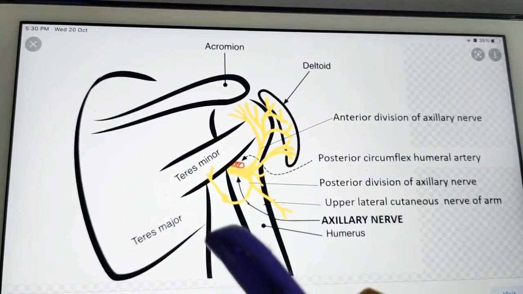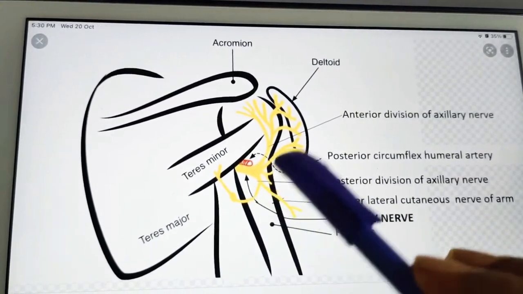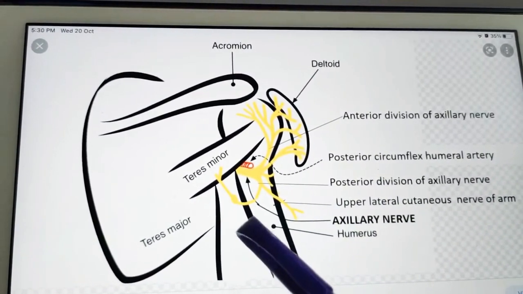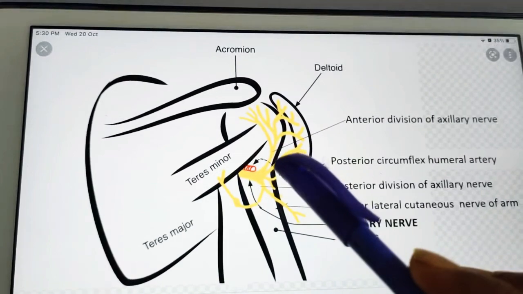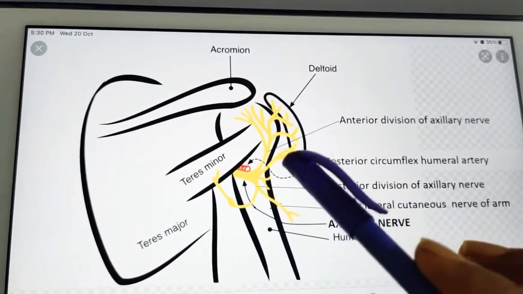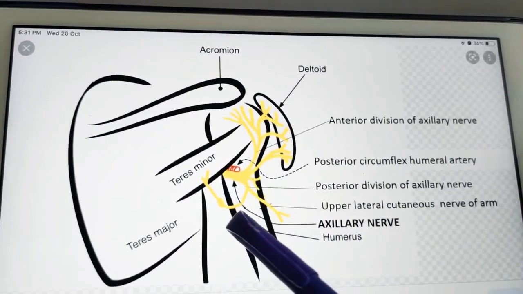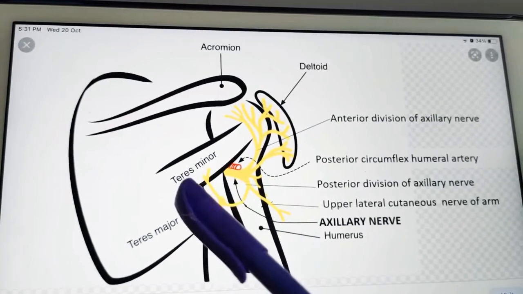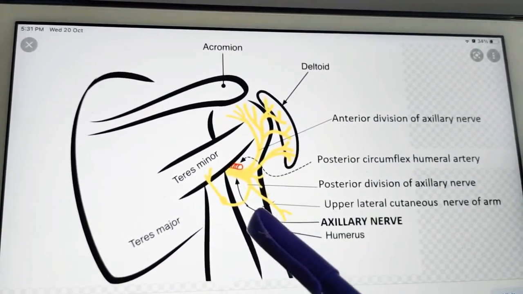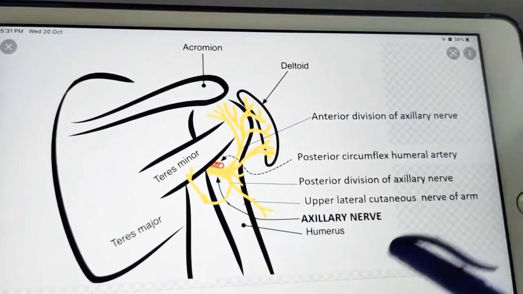So once again let us recall it. The axillary nerve passes through the quadrangular space, and only in the quadrangular space it divides into the anterior division and the posterior division. The anterior division mainly supplies the deltoid muscle, and also passes along with the posterior circumflex humeral artery. The posterior division bears a pseudoganglion, supplies the teres minor muscle, and also forms the upper lateral cutaneous nerve of the arm.